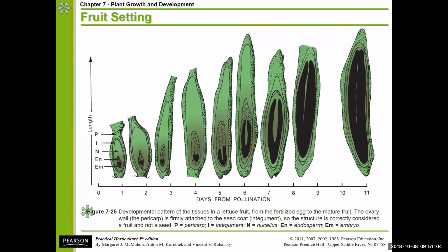Here's just a graph from the book looking at days from pollination to fertilization into the development of the fruit itself. And that can happen over a variety of days. Some crops, we can have it rapidly, like cucumbers or many of the cucurbits, other squashes, beans, for instance. Many of these develop rapidly over the course of just a few days. In some cases, they develop very slowly.